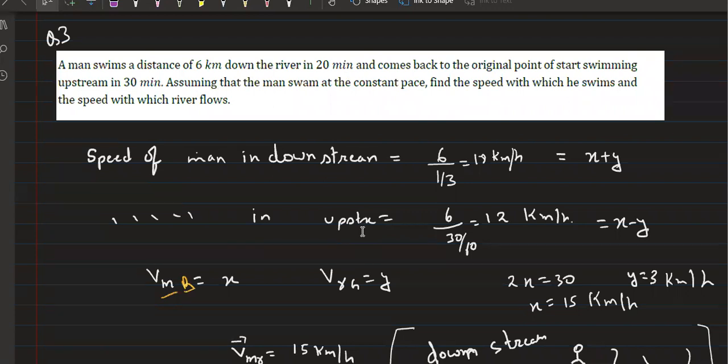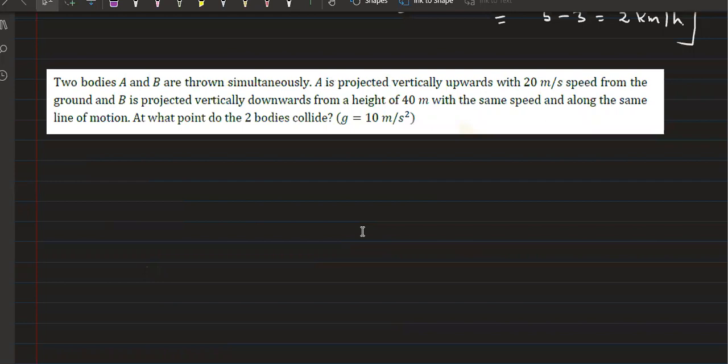So let's see this problem. Right? This is question number 4. Just go through this problem now.